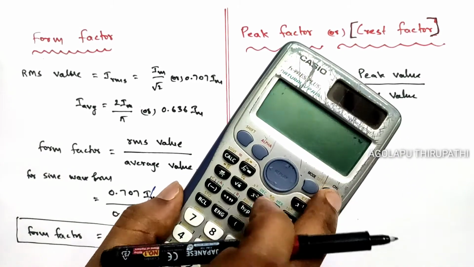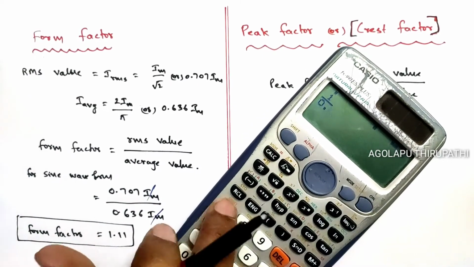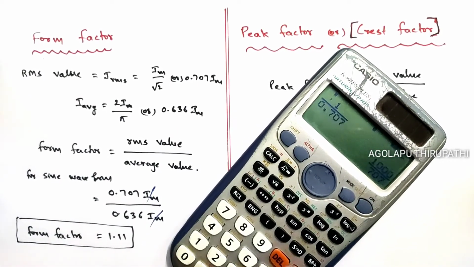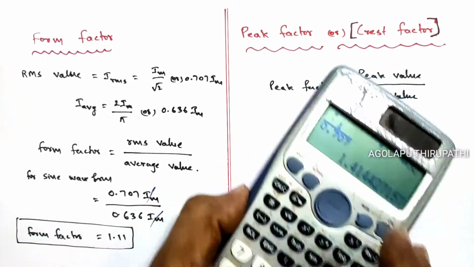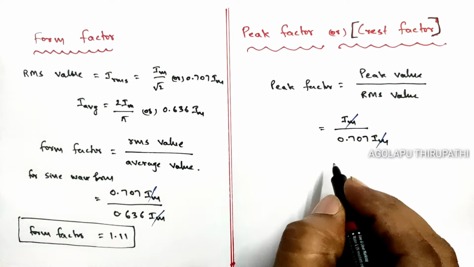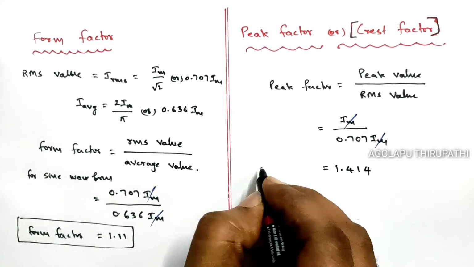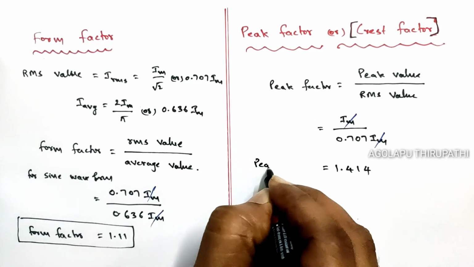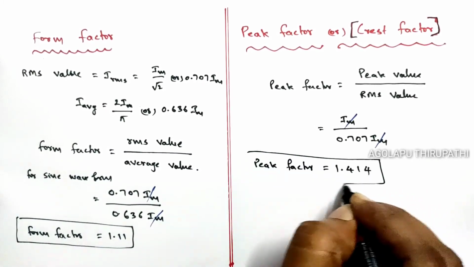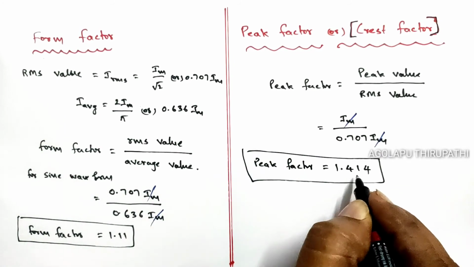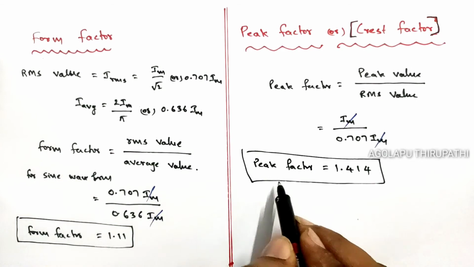So calculate that one, 1 divided by 0.707. How much are you getting? 1.414. So therefore peak factor for sine waveform is 1.414. Okay, form factor is 1.11 and peak factor is 1.414.